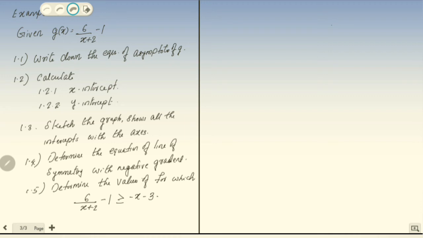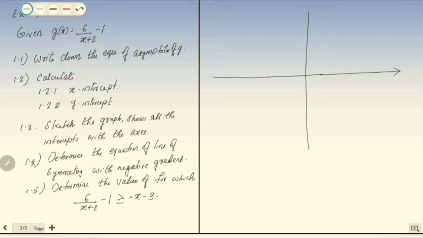So I'm going to draw now. Let me draw the axes first, the y-axis and the x-axis. Remember we are just drawing approximately, not accurately. So these are the axes. After that we are going to draw the asymptotes. x is equal to minus 2. So go to minus 2 somewhere here. Then x is equal to minus 2, that is the vertical asymptote. Use the ruler to draw.